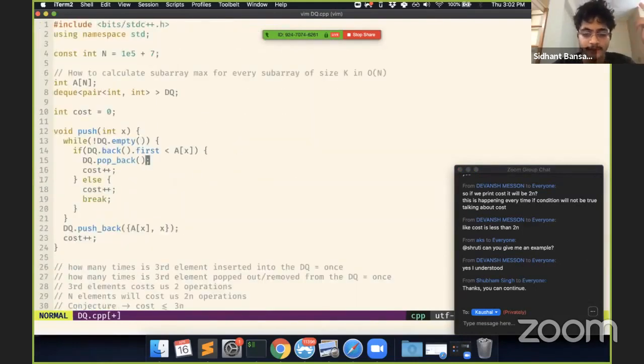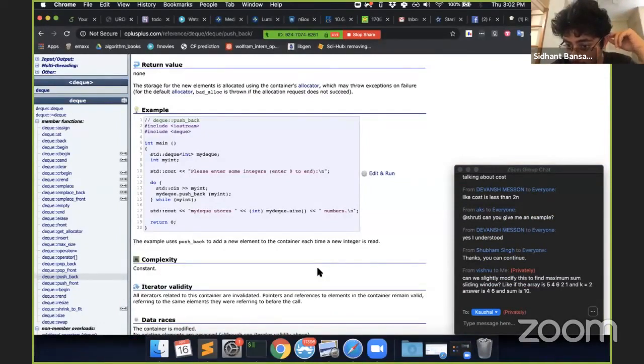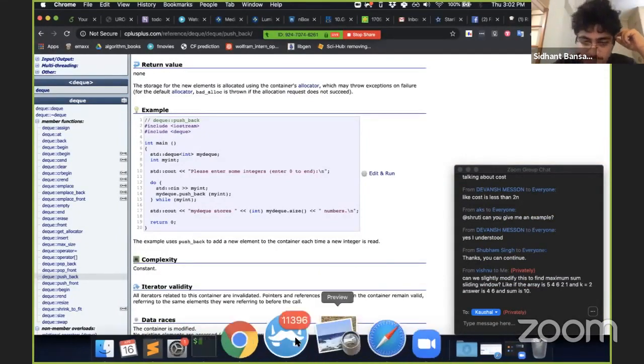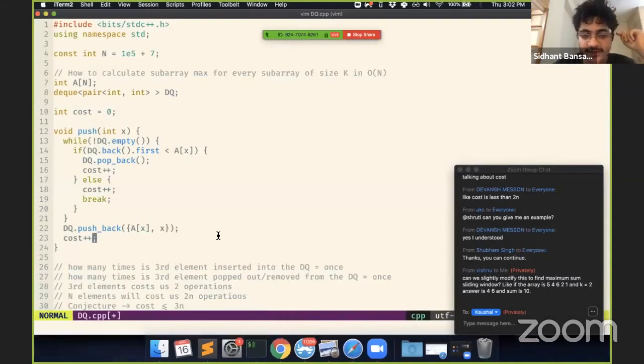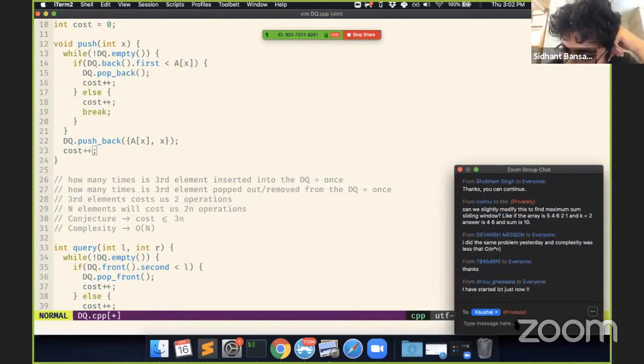Okay, good question. So someone is asking, can we modify this slightly to find the maximum? Like, if there is 4 5 4 2 6 and k is 1, 2, the answer is 46. No, maximum sum sliding number. So you're saying, okay, I don't get what Vishnu is exactly asking.